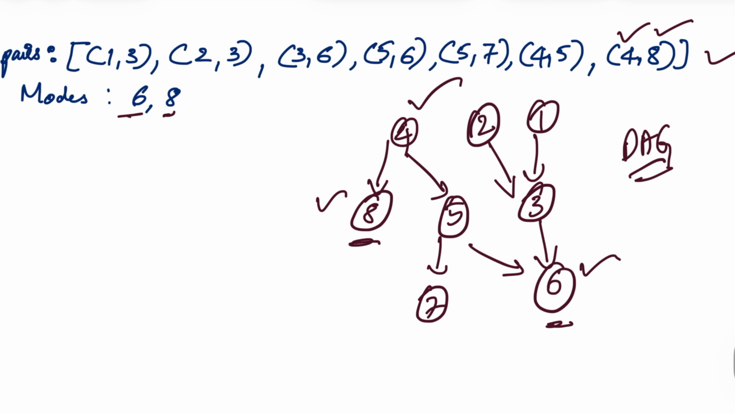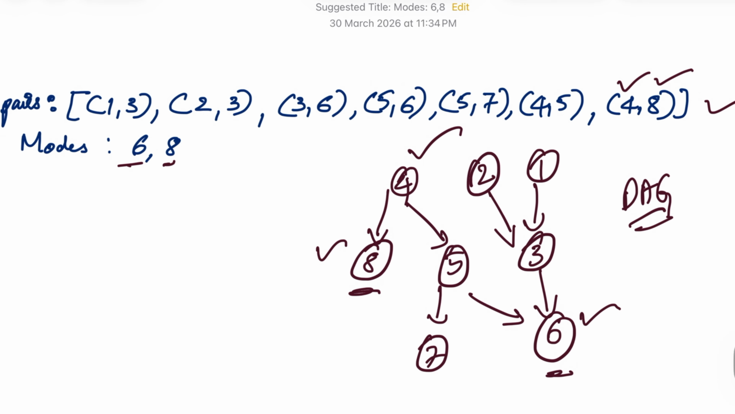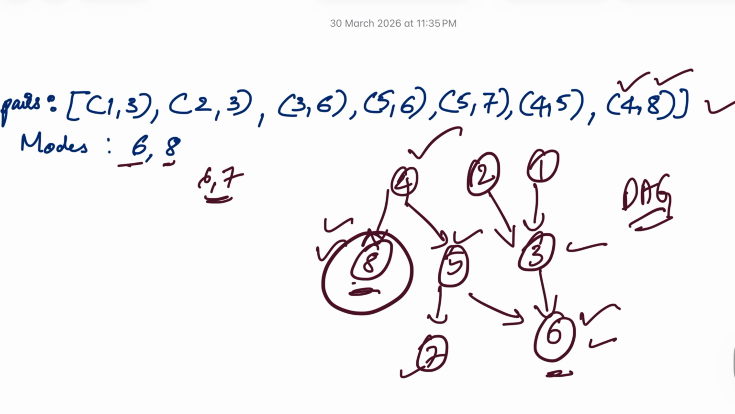So let's take another example, 6 and 7. Okay, 6 is here, 7 is here. Yes, they do have a common ancestor, so we return true. Let's take 3 and 8. By looking at the diagram, do you think 3 and 8 have a common ancestor? They don't have, right? So we return false in that case.